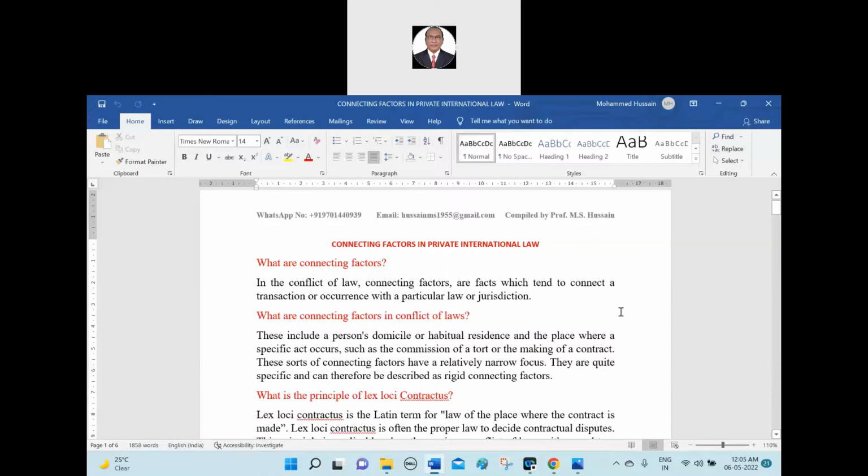What are connecting factors in conflict of laws? These include a person's domicile or habitual residence and the place where a specific act occurs, such as the commission of a tort or the making of a contract. These sorts of connecting factors have a relatively narrow focus. They are quite specific and can therefore be described as rigid connecting factors.